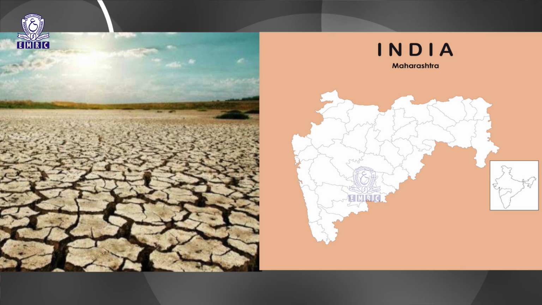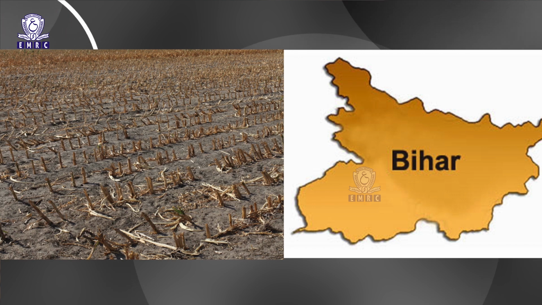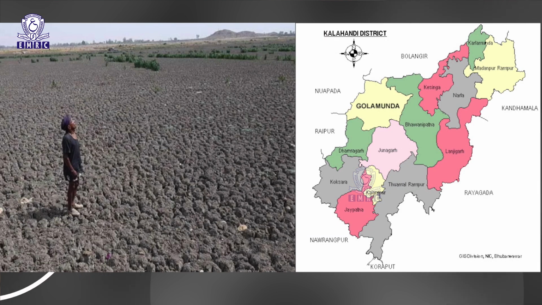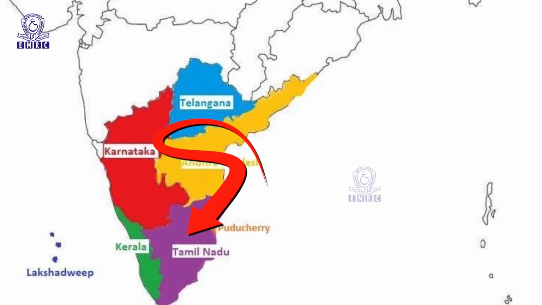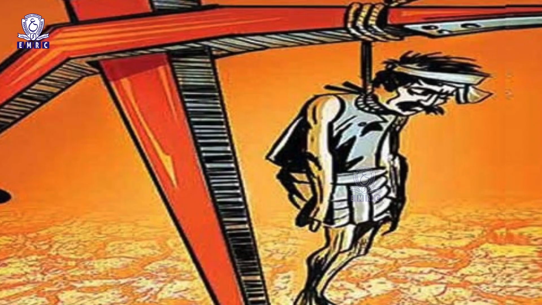The Maharashtra drought of 1965 to 1966, the Bihar drought of 1966 to 67, the Kalahandi drought of 1996 to 97 and the continuous deficit rainfall in Andhra Pradesh, Karnataka and western Tamil Nadu during the last decade forced a number of farmers to commit suicides.